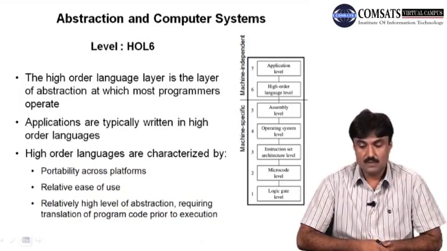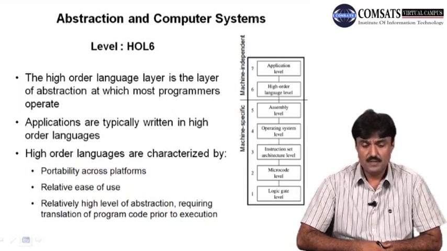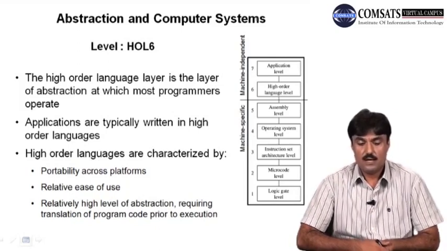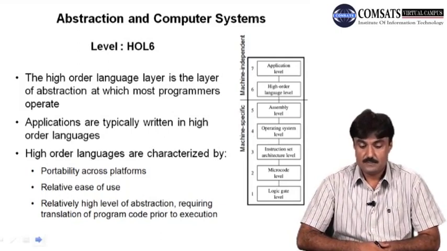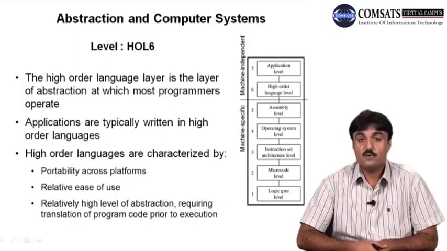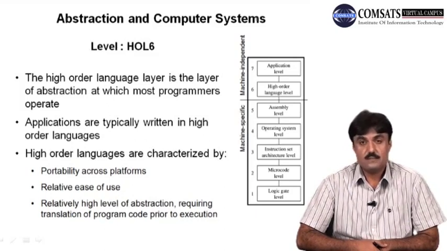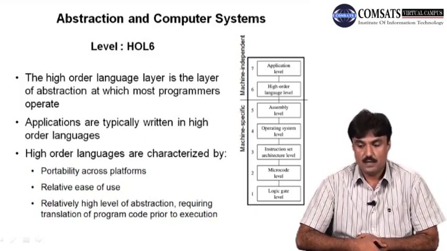Now the next level, level number 6, is called the higher order language level. This higher order language layer is the layer of abstraction at which most programmers operate. This is the level where programmers write programs to develop applications, and those applications are then executed on the machines.